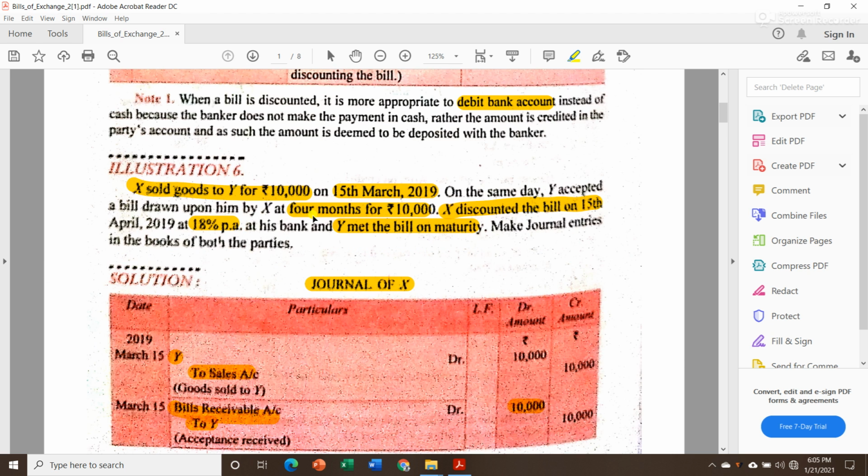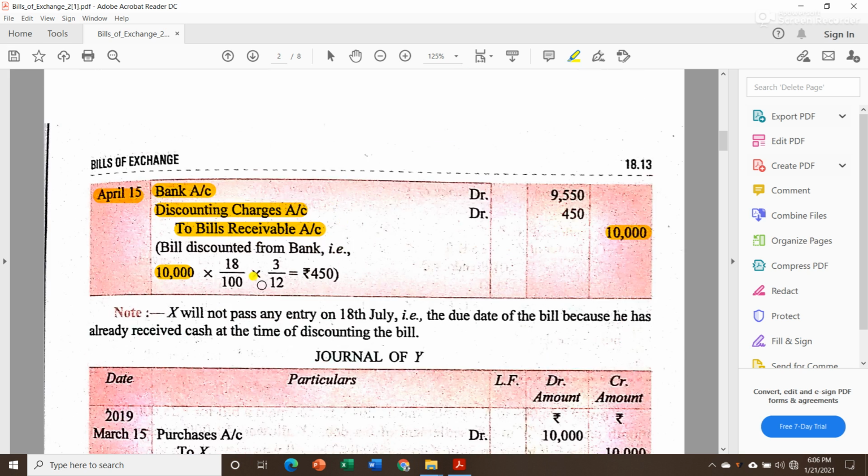Since earlier we can see that the bill receivable was drawn for 4 months, after 1 month only, that means if we deduct 1 month from here, still we have 3 months left. So what we have to do is charge discount for that remaining 3 months. How can we do that? By writing 3 by 12.